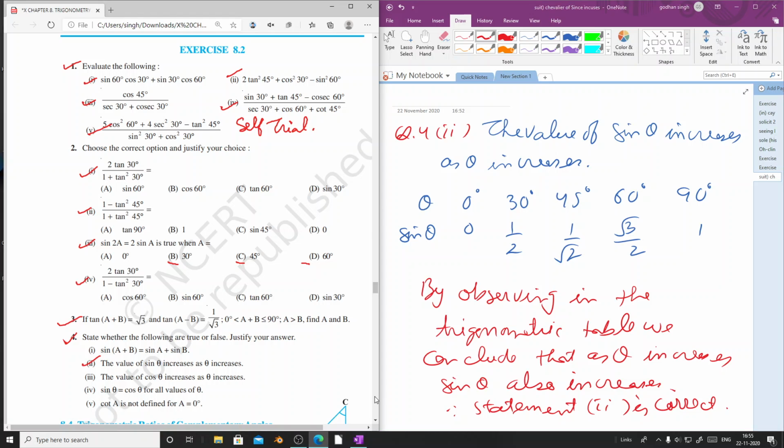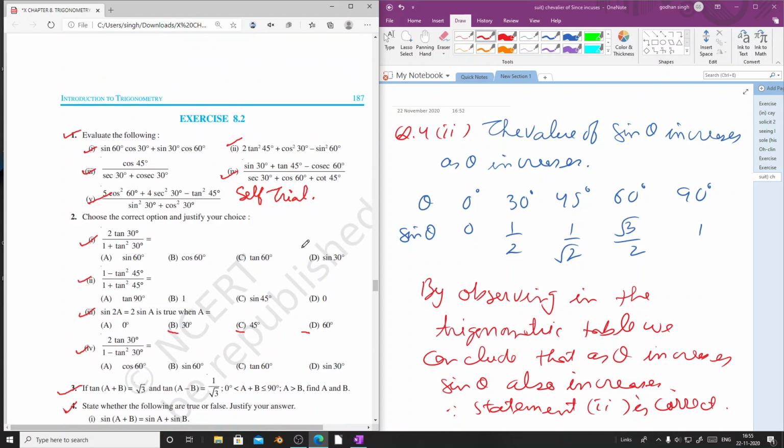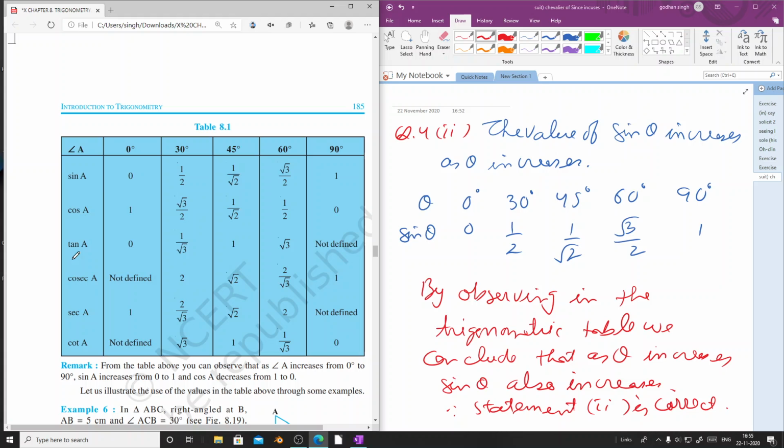Now let us go to the third part. The value of cos theta increases as theta increases. Again, for this you can go to the trigonometric table. Here we have the trigonometric table. This is theta, and this is cos theta. We can see that as the angle increases from 0 to 90 degree, cos 0 is 1, then root 3 by 2, 1 by root 2, 1 by 2 and 0, and we can see that as theta increases, the value of cos theta decreases. Therefore, we can say that the given statement is false.